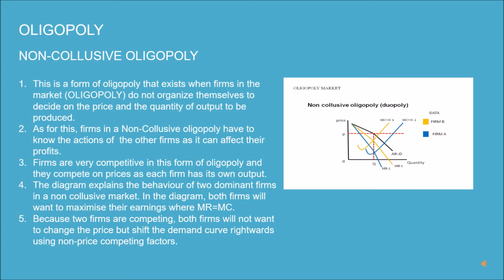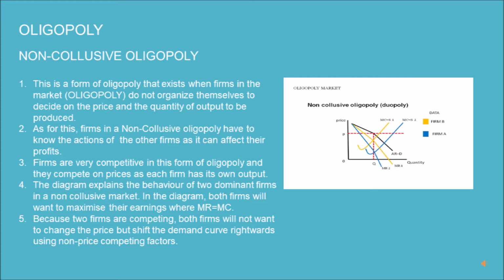2. Firms in a non-collusive oligopoly have to know the actions of the other firms, as it can affect their profits. 3. Firms are very competitive in this form of oligopoly and they compete on prices, as each firm has its own output. 4. The diagram explains the behavior of two dominant firms in a non-collusive market.